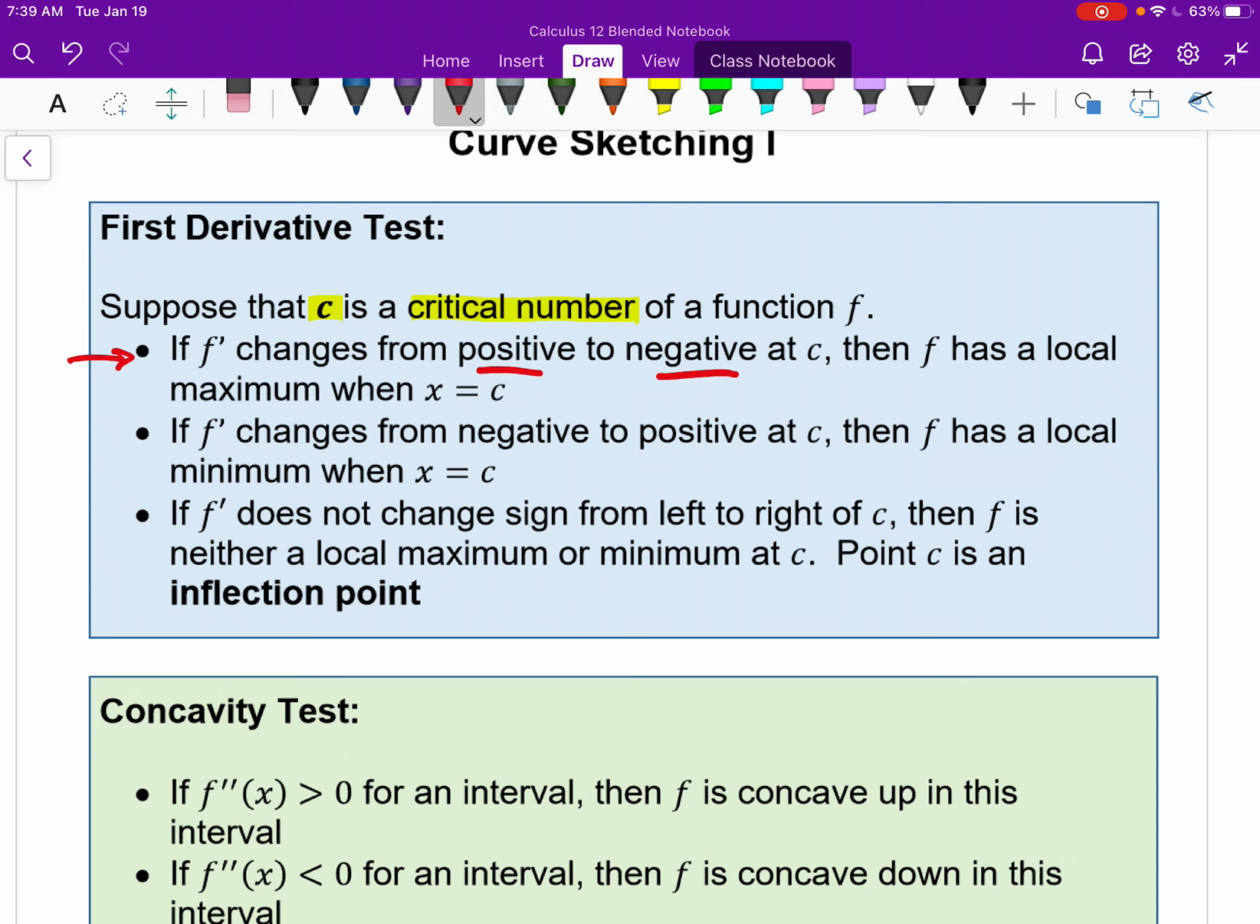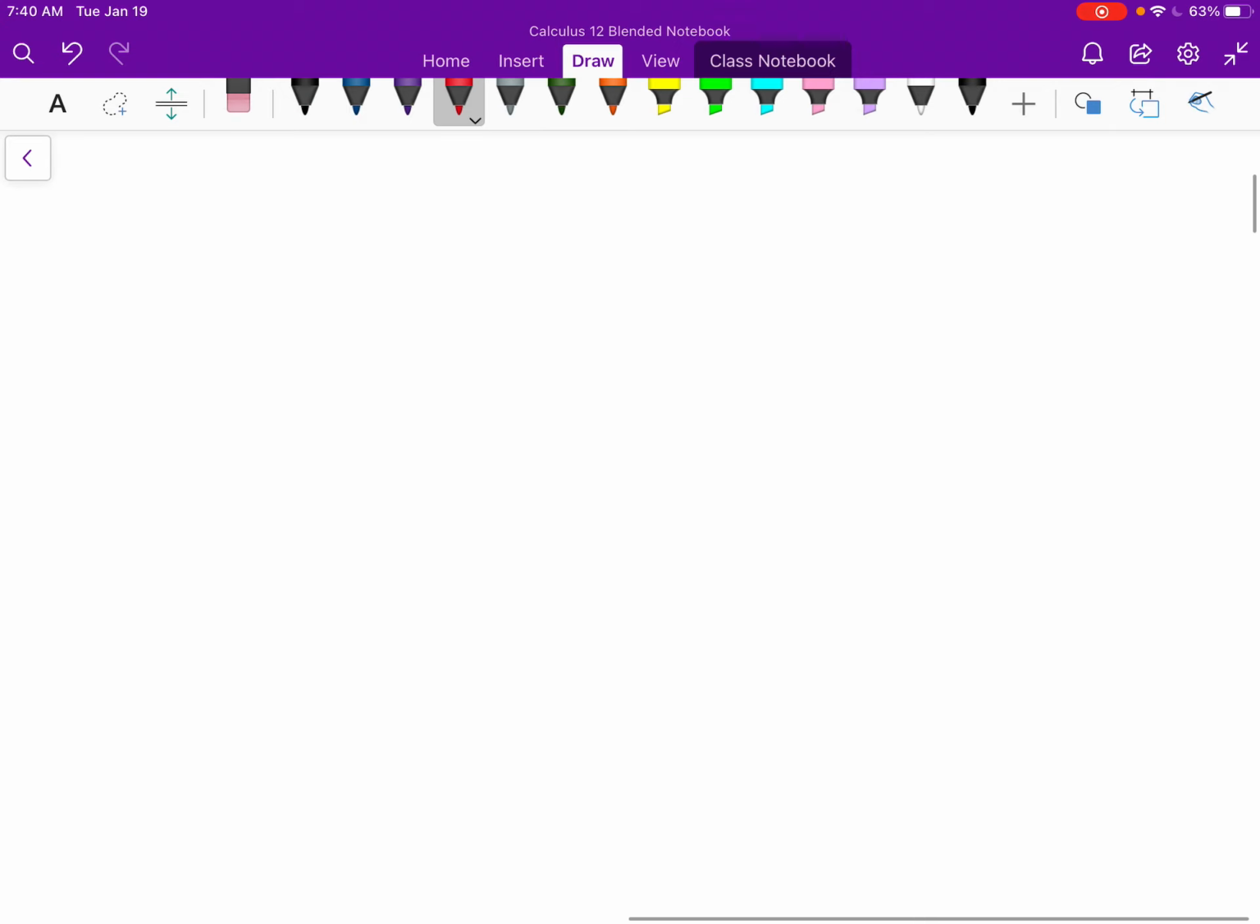And the idea is we're looking from left to right. So the derivative changes from positive to negative. And if that's the case, then that point c is a local maximum. So let me explain why that must be. If we just move over here.